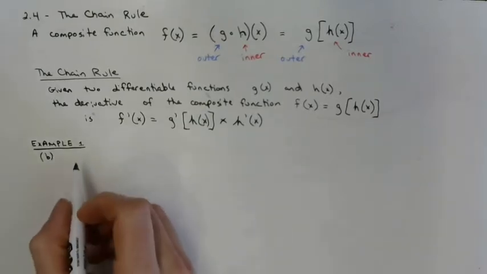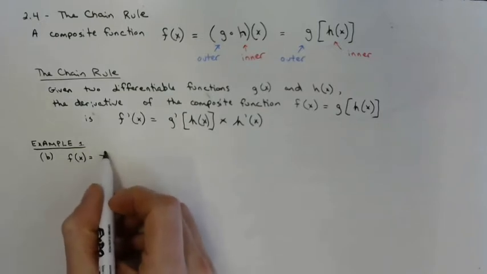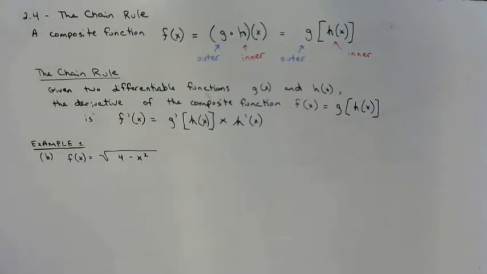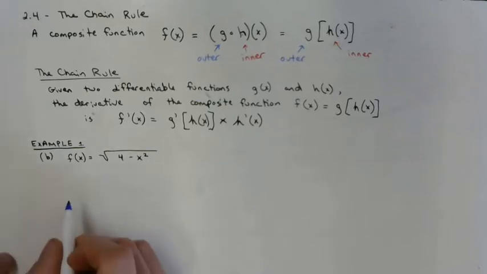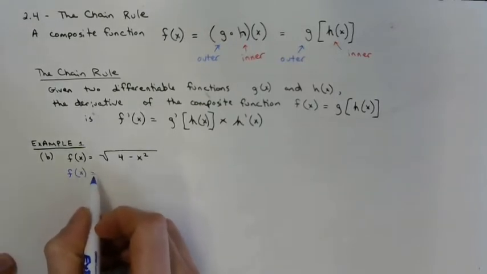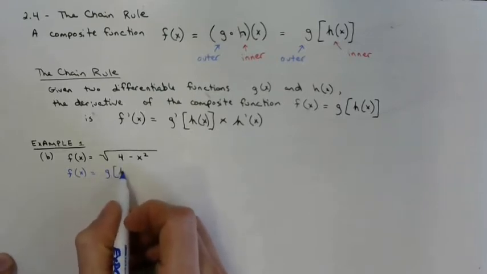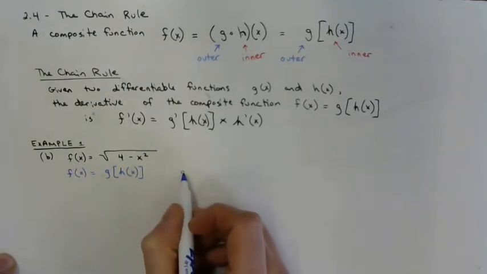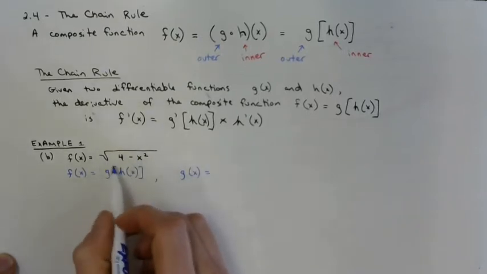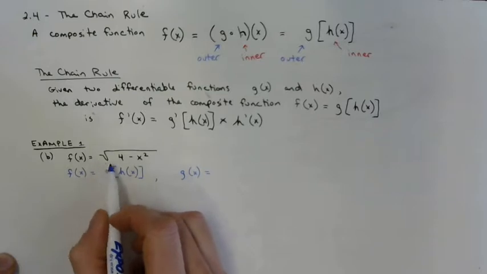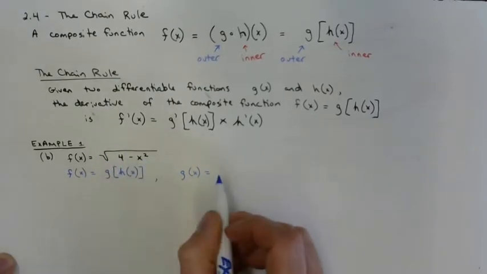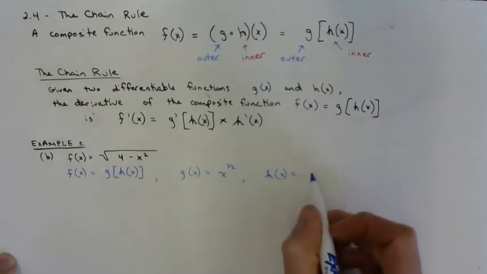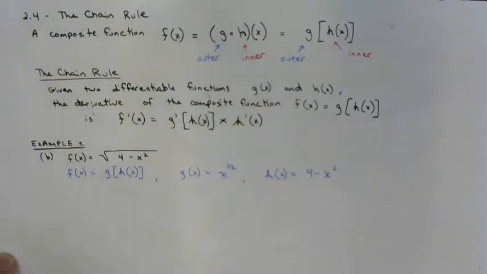Example 1b, f of x equals the square root of 4 minus x squared. Okay, right away we can see that this is a composite function. I'm going to do it the same way this time. F of x is g of h of x, so I can identify my outer and my inner function. G of x is our outer function, and that's going to be the square root of x, or for our convenience, x to the power of 1/2. The inner function, h of x, is 4 minus x squared.